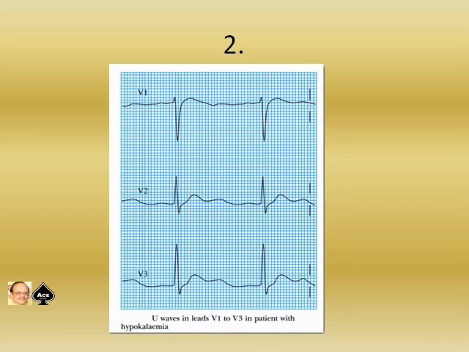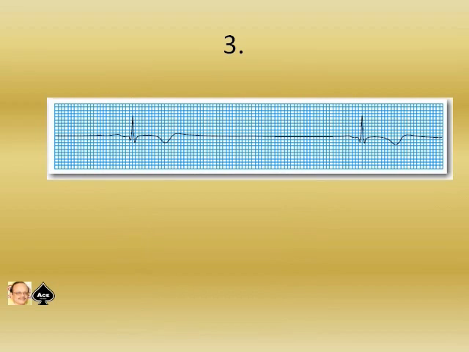That is a U wave in lead V1 to V3 in a patient with hypokalemia. In one of the previous tutorials in the ECG, I have shown you the components of the ECG waves, that is P, Q, R, S, T, U, and that we have mentioned about U waves. Now what is this showing in the ECG?